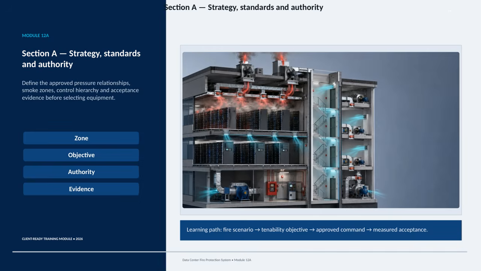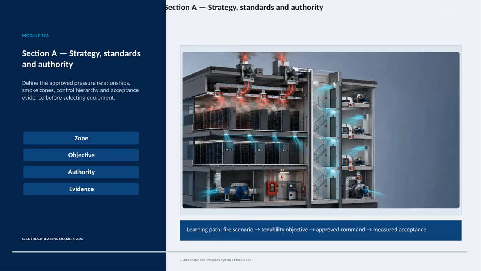The framework on this slide is organized around 4 questions. What zone are we protecting? What is the objective for that zone? Who has the authority to issue commands or approve actions? And what evidence will confirm that the system meets the requirement?